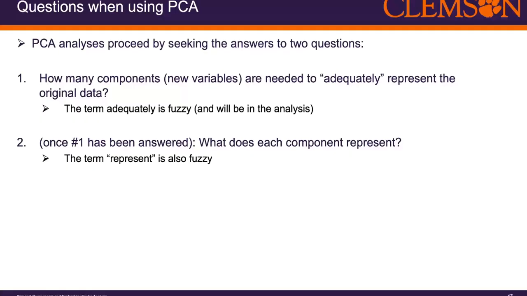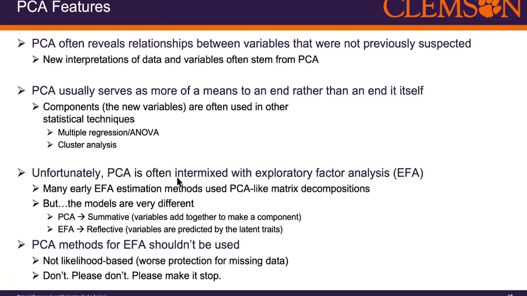You're creating a weighted sum of variables. What are the weights, basically, and which variables are heavily represented in that sum? So this is also a very subjective or fuzzy concept. What we end up getting out of principal components is that it often reveals relationships between variables that may not have been previously suspected. For instance, if you have one component where the weights of two variables are large, but others aren't, you'd say, oh, these two variables somehow play a role in this first dimension. So we get new interpretations of data and variables often coming from this.